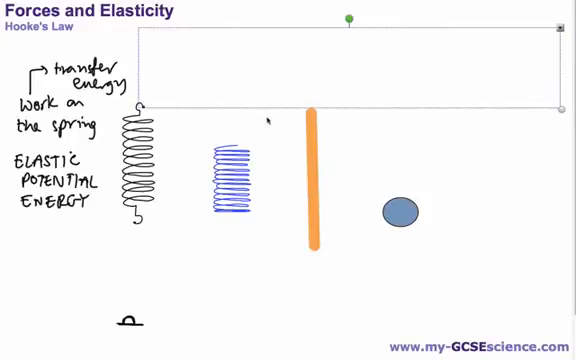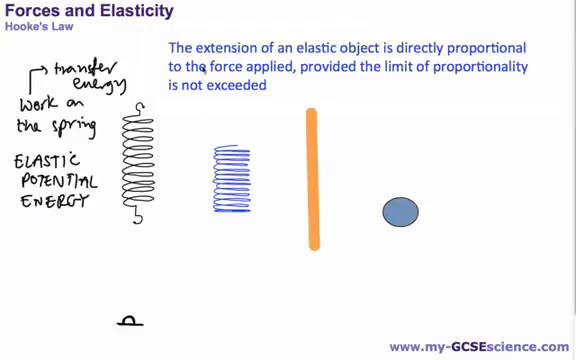Now, what is Hooke's law all about? Well, it's about this sentence here. It says the extension of an elastic object, and often we use springs, is directly proportional to the force applied, provided the limit of proportionality is not exceeded.